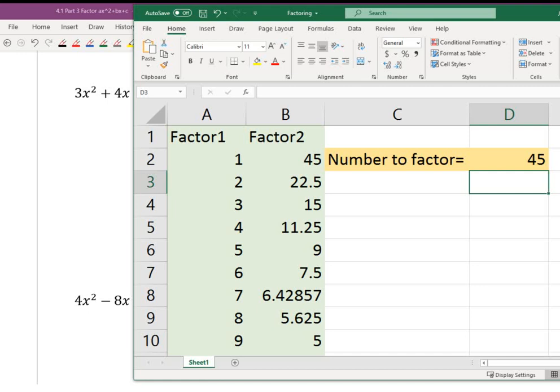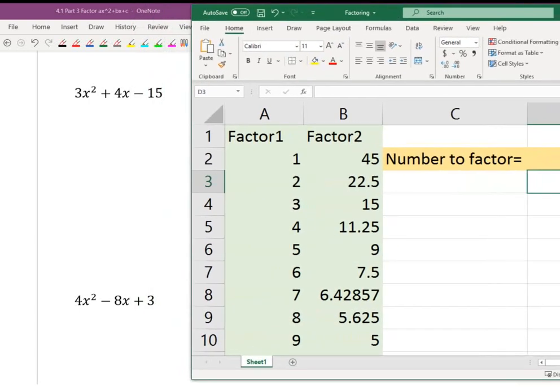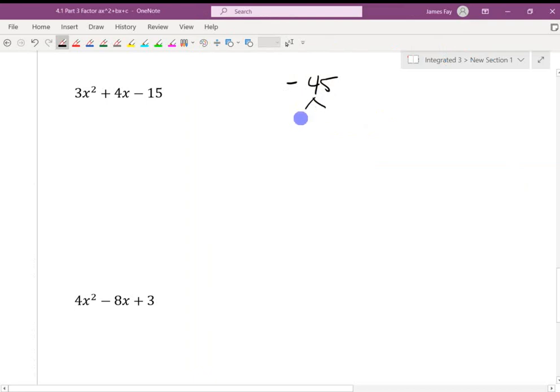So of these, if one of them is positive and one of them is negative, which grouping will add to give me 4? Basically asking which of these factors are 4 units apart from one another? Are 1 and 45 4 units apart? Are 3 and 15 4 units apart? Are 5 and 9 4 units apart? 5 and 9. So there's my 2 factors, 5 and 9. Okay, so my 2 factors are 5 and 9.